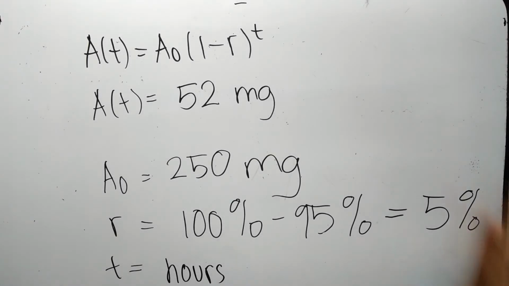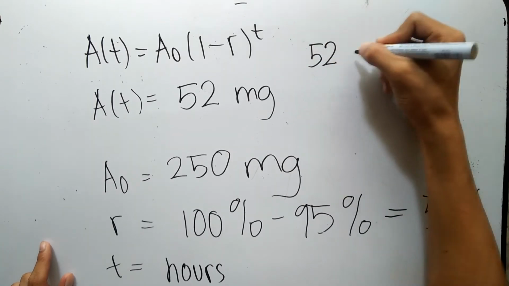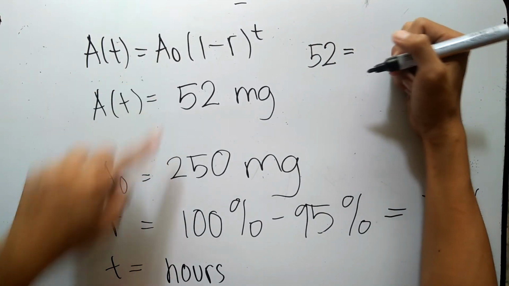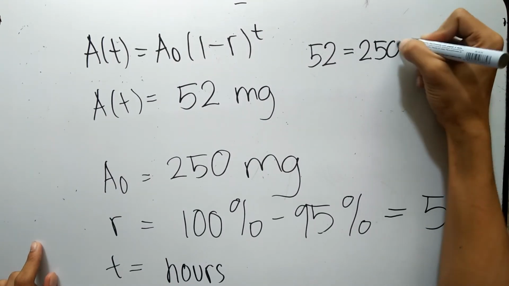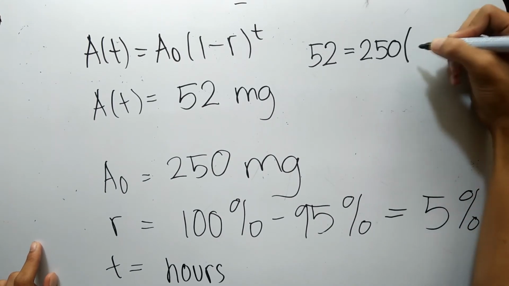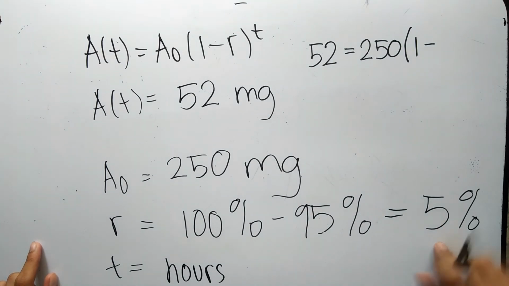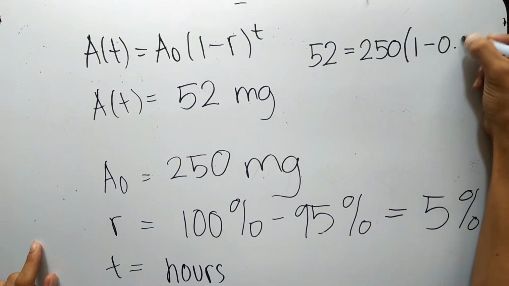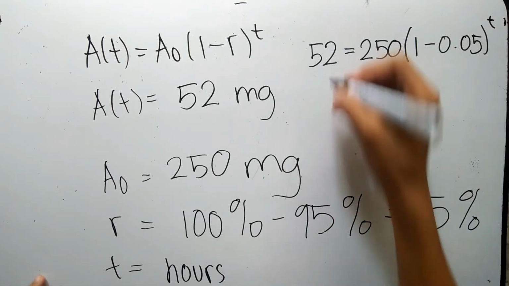Next, we will substitute these values into the equation. So it will become A of t, which is 52, is equal to A of 0, which is 250, times 1 minus r, which is 5%, which is also equivalent to 0.05, to the power of t. So this is our equation now.